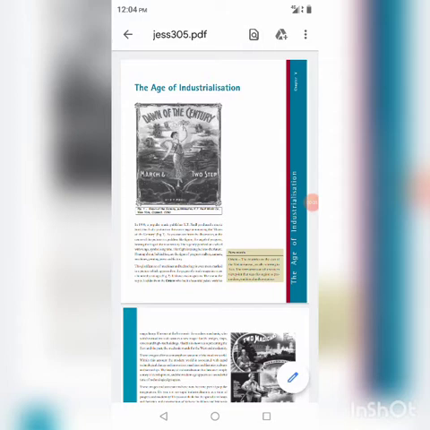Today we will discuss class 10th History's 4th chapter, The Age of Industrialization. In this chapter we will discuss the history of Britain, the first industrial nation, and then India, where the pattern of industrial change was conditioned by colonial rule.